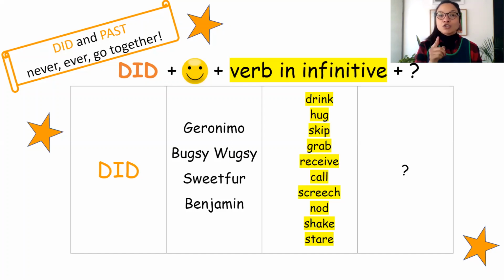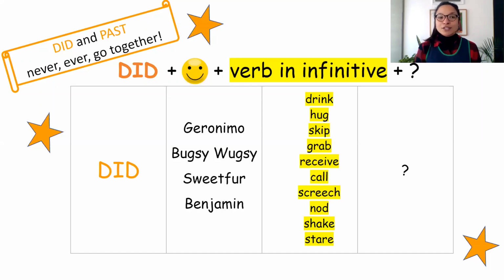So here we have drink, drink, hug, when you hug a friend, skip, like when you skip the rope, grab, I will grab my pen, receive, when you receive a call or when you receive a message in your phone, call, when you call someone, screech, when you shout very, very loud, like that, nod, say, shake, when you shake your head, and stare.